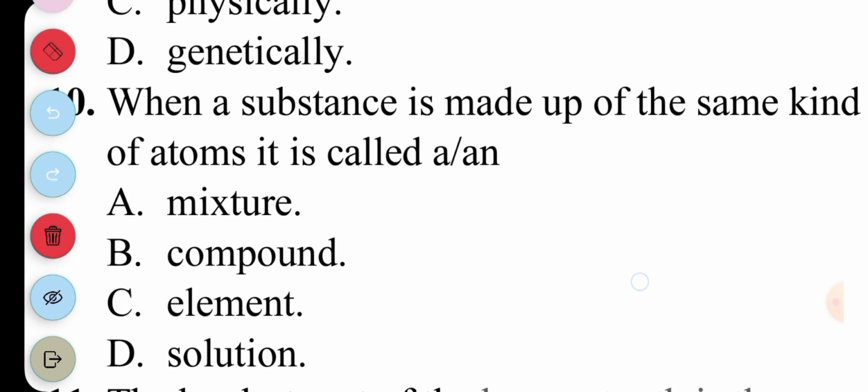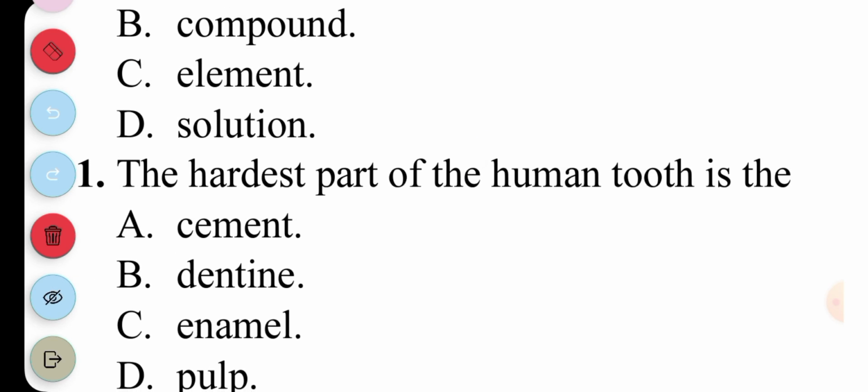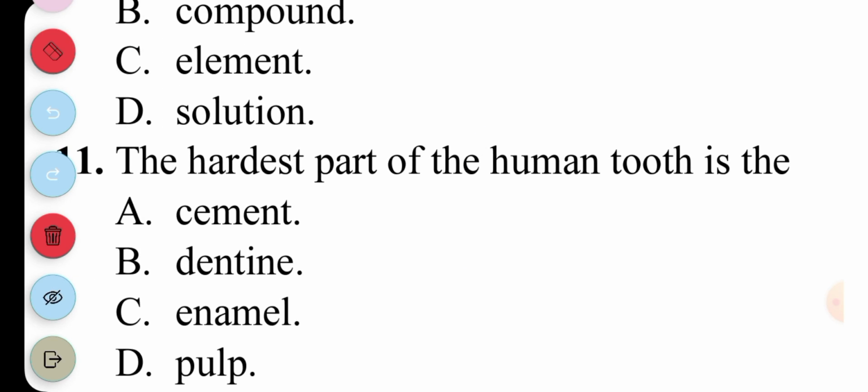Question 10. When a substance is made up of the same kind of atoms, it is called A. Mixture, B. Compound, C. Element, D. Solution. The answer to question 10 is C. Element. 11. The hardest part of the human tooth is the A. Cement, B. Dentine, C. Enamel, D. Pulp. The answer to question 11 is C. Enamel.